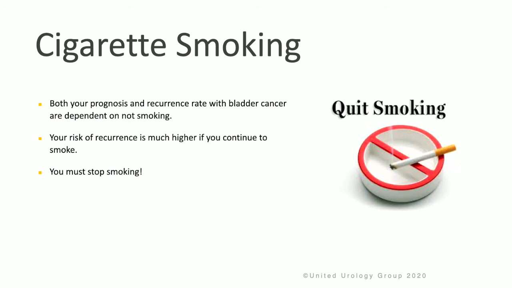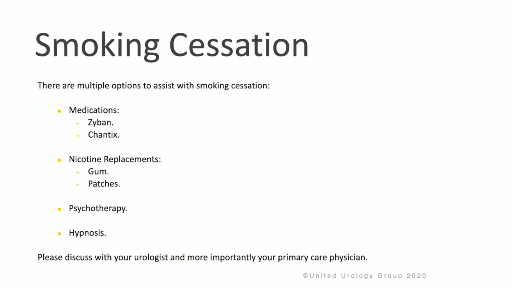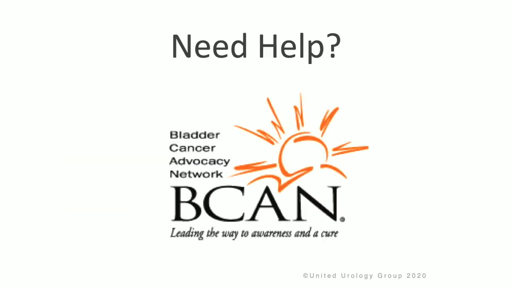Both your prognosis and recurrence rate with bladder cancer are dependent on not smoking. Your risk of recurrence is much higher if you continue to smoke. You must stop smoking. If you need help quitting, there are multiple options to assist with smoking cessation: medicines, nicotine replacement, psychotherapy, and hypnosis. Please discuss with your urologist and, more importantly, your primary care physician if you need help quitting. For further information and support, you can contact the Bladder Cancer Advocacy Network, BCAN.